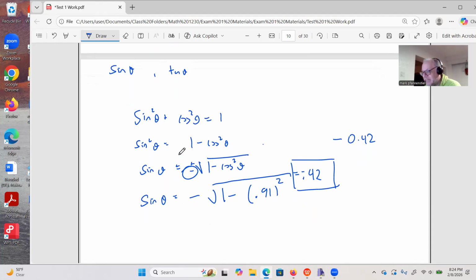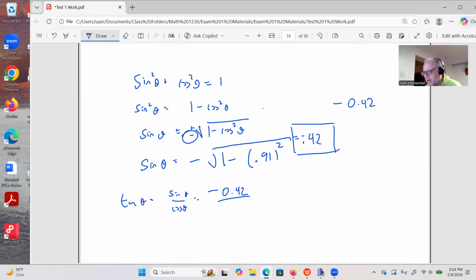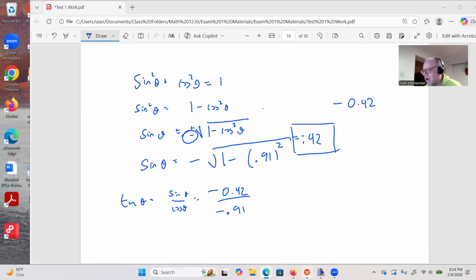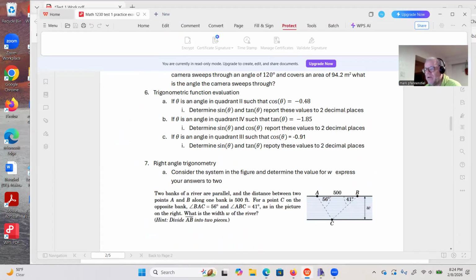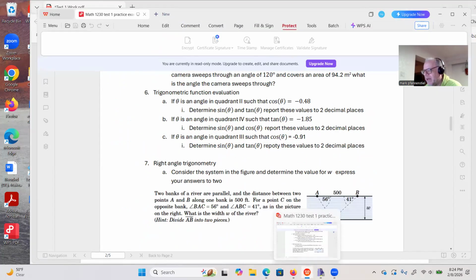Now to get the tangent, it is equal to sine theta over cosine theta. We just figured out the sine was negative 0.42. We were given the cosine. That was negative 0.91. We are in quadrant 3. So we're going to be able to go ahead and figure that out.